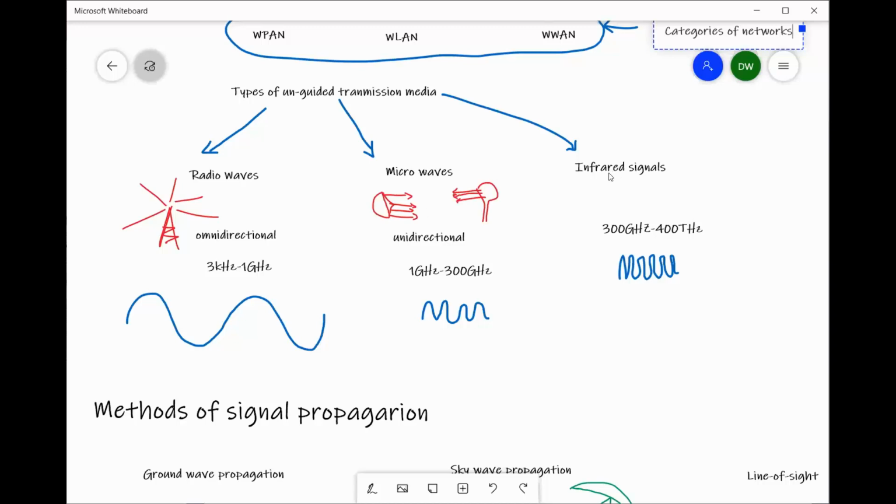එතකොට infrared signals ගත්තාමත් හැම අතකටම යවන්න පුළුවන් signals omnidirectional විදිහට. එතකොට frequencies compare කරලා බැලුවම radio waves වල frequency එක අඩුයි, microwaves වල වැඩි, infrared signal ගත්තම ඊට වඩා තව ටිකක් වැඩි. උදාහරණ විදිහට ගත්තම radio waves තියෙනවා.